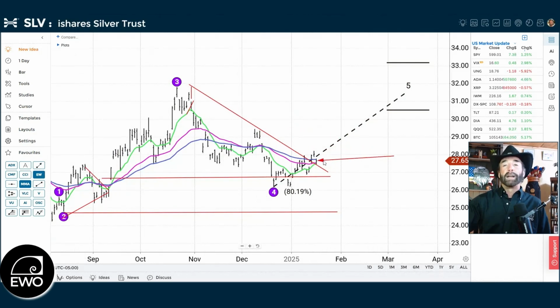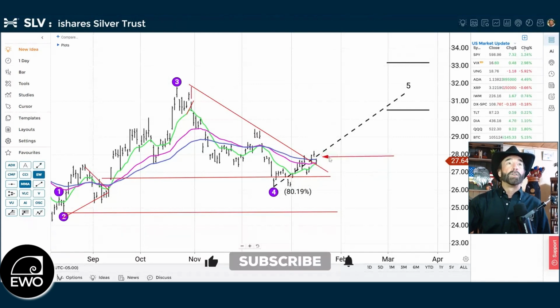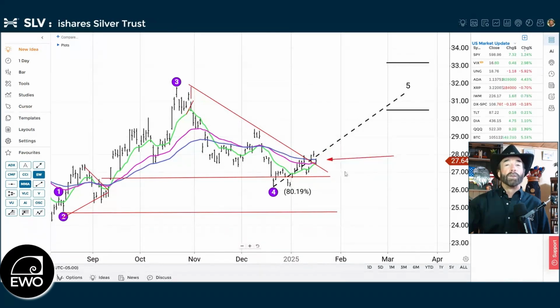So silver lagging gold a little bit, but as we know, silver can play catch up really quickly. Now this one is disqualified because that wave 4 went to 80%. So that Elliott wave pattern is disqualified. But we're still looking at the breakout of this triangle, and it's a rather large descending triangle. So once silver decides to move, it can be a pretty significant move.